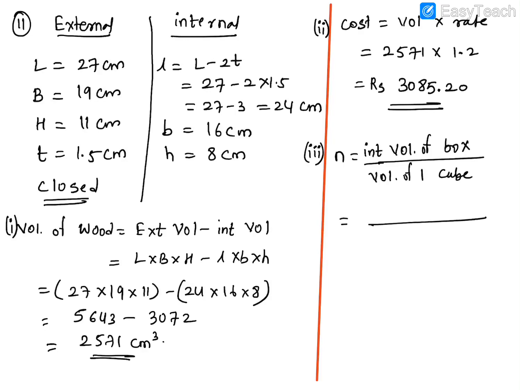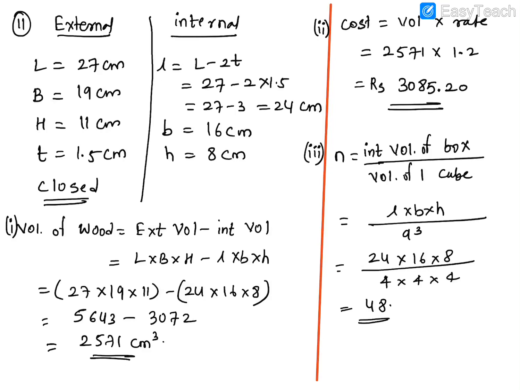Now what's the internal volume of the box? So we have got L into B into H divided by what? Side cube. Now just put the values. So what are LBH now? It will be 24 into 16 into 8 upon side cube, so that will be 4 by 4 by 4. So 4 4s are 16 cancel, 4 1s are 4, 2s are 24, 2s are 48. Okay, done.